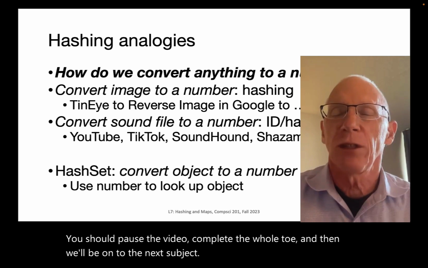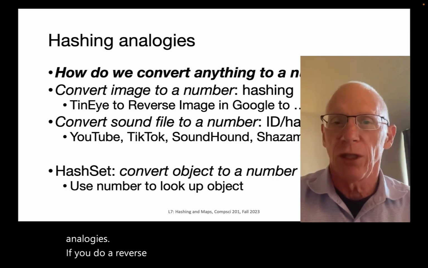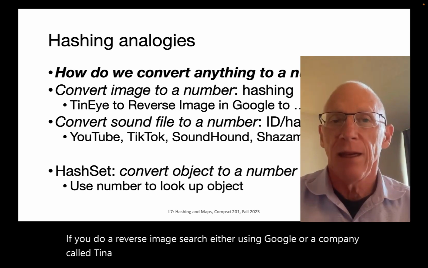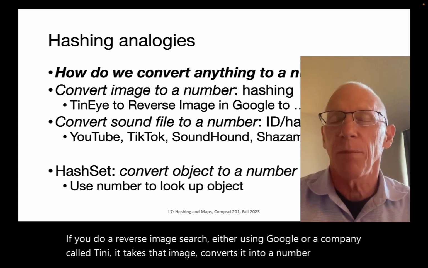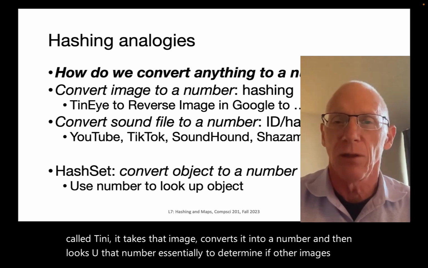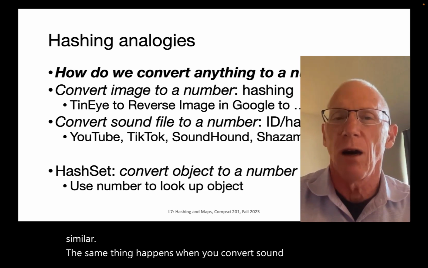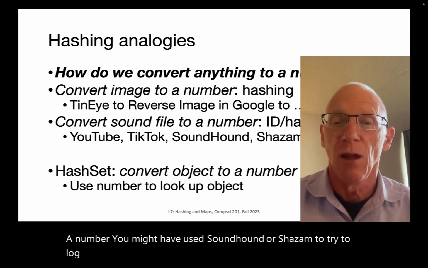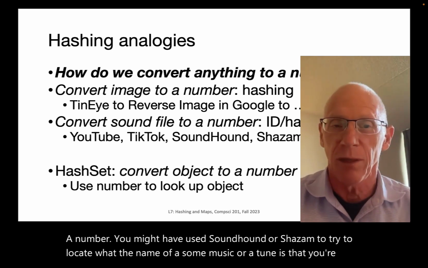We're going to try to understand hashing, and here are some analogies. If you do a reverse image search, either using Google or a company called TinEye, it takes that image, converts it into a number, and then looks up that number, essentially, to determine if other images are similar. The same thing happens when you convert sound to a number. You might have used SoundHound or Shazam to try to locate the name of some music or a tune that you're listening to someplace.